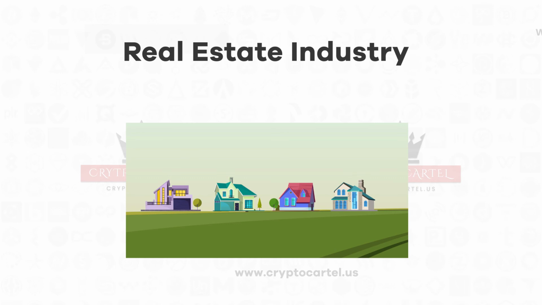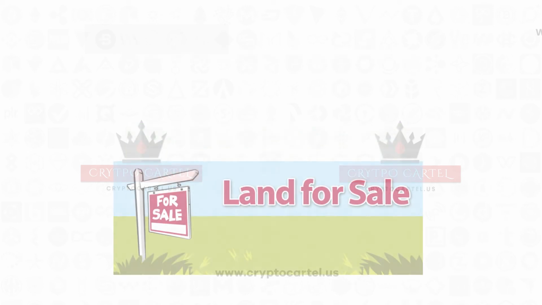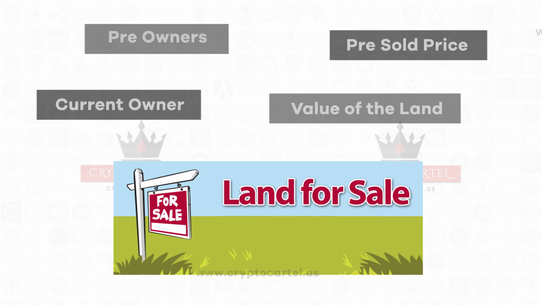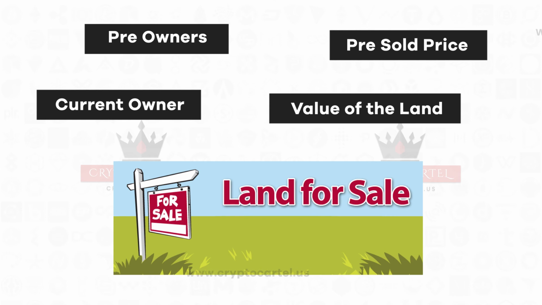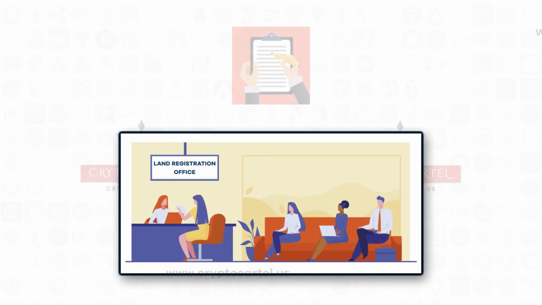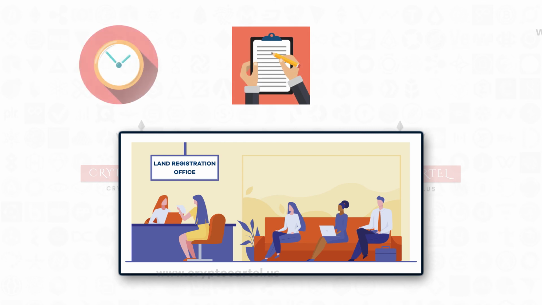Finally, we will talk about how this technology is essential for the real estate industry. Imagine that you will buy a piece of land. So you need to know how many previous owners there were and who sold this land to the current owner. When did he buy it? How many people owned this land and to whom it was sold? You will have to spend time and money to take care of all these things.